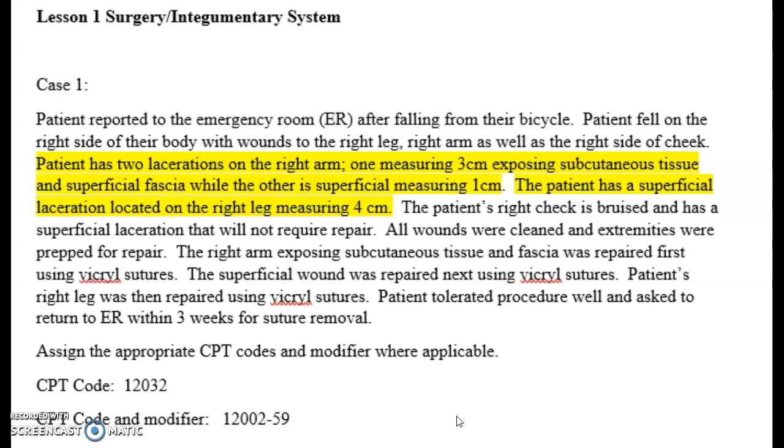So the guidelines also tell us that when more than one classification of wounds is repaired, list the more complicated as the primary procedure and the less complicated as the secondary procedure using the modifier 59. So in that case, that's why we listed this first, and then we have this with a modifier 59. This code is explaining the superficial repairs, one of the arm and then the other of the leg, so we added those together to equal 5, and then this code demonstrates the repair of the 3 centimeter wound exposing the fascia of the right arm.